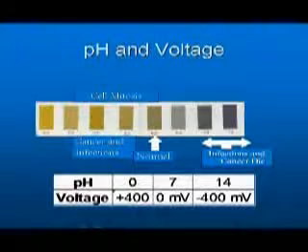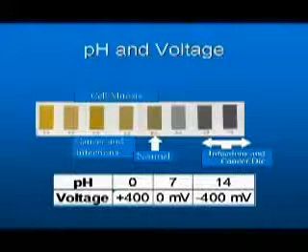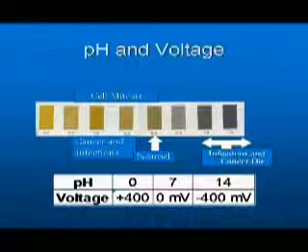Everyone knows the term pH, but few of us really understand what it means. pH stands for potential hydrogen, and basically it's a measure of voltage. For example, a pH of 0 is considered a plus 400 millivolts, a pH of 7 is 0 millivolts, and a pH of 14 is a minus 400 millivolts. So what does that really mean?